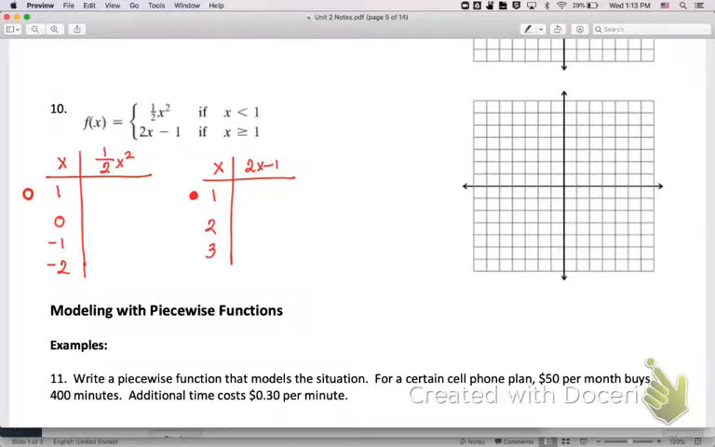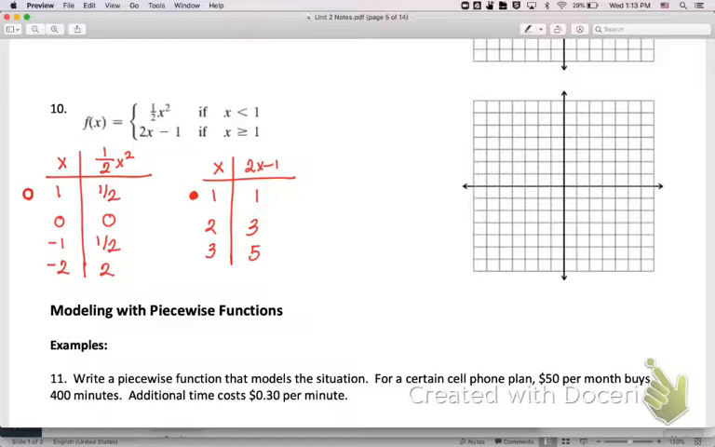All right, so let's plug them in. 1/2 times 1 squared is 1/2. 1/2 times 0 squared is 0. 1/2 times negative 1 squared is 1/2. And 1/2 times negative 2 squared is going to be half of 4, which is positive 2. On the next one, if I plug in 1, I get 2 times 1 minus 1, so that's 1. 2 times 2 minus 1, that's going to be 3. 3 times 2 minus 1 is going to be 5. So there are our tables.